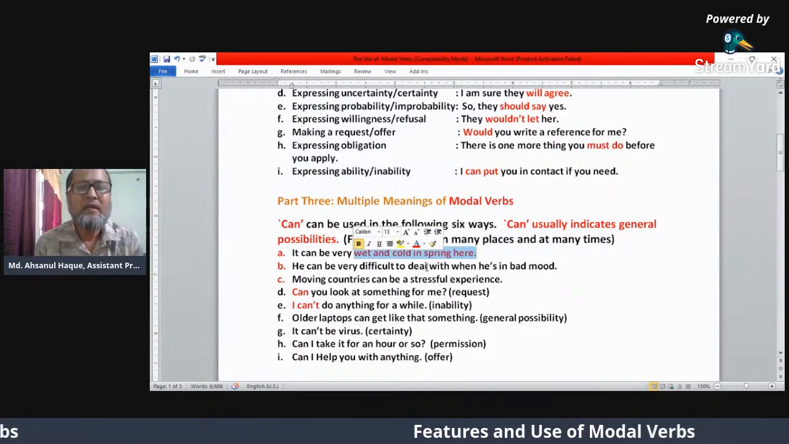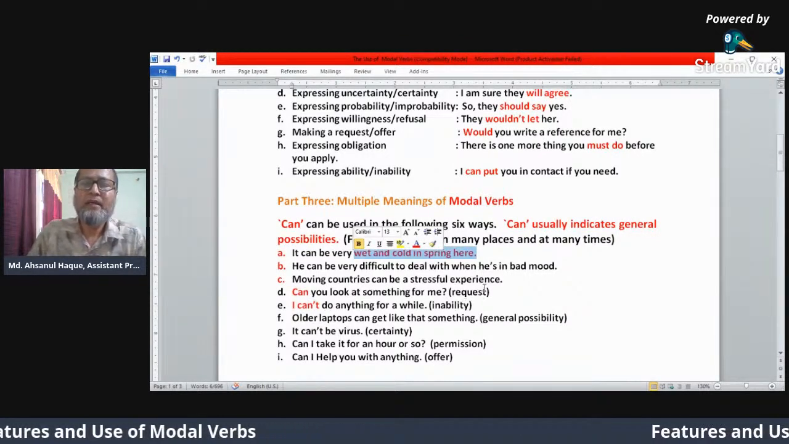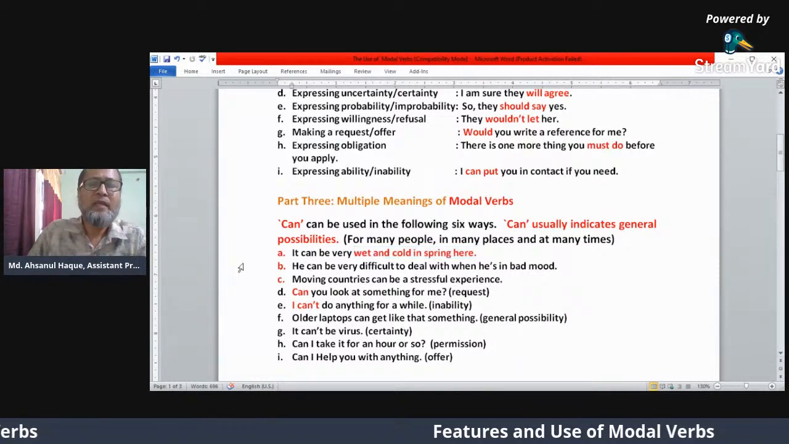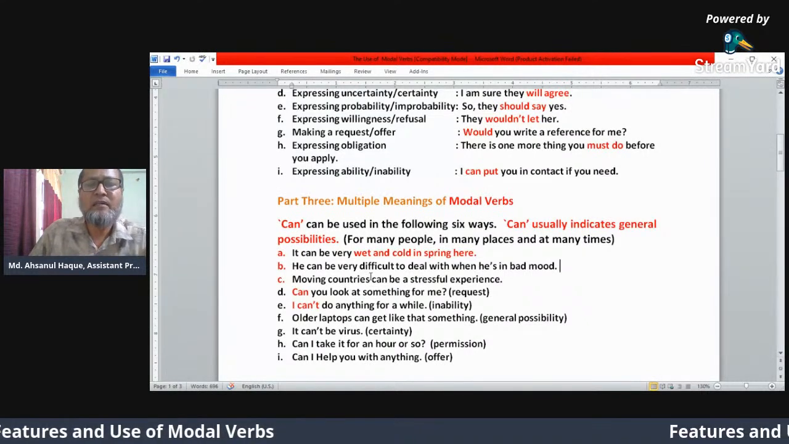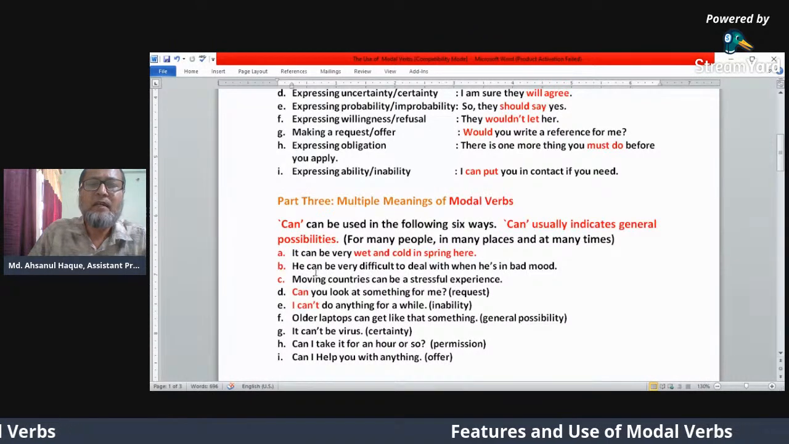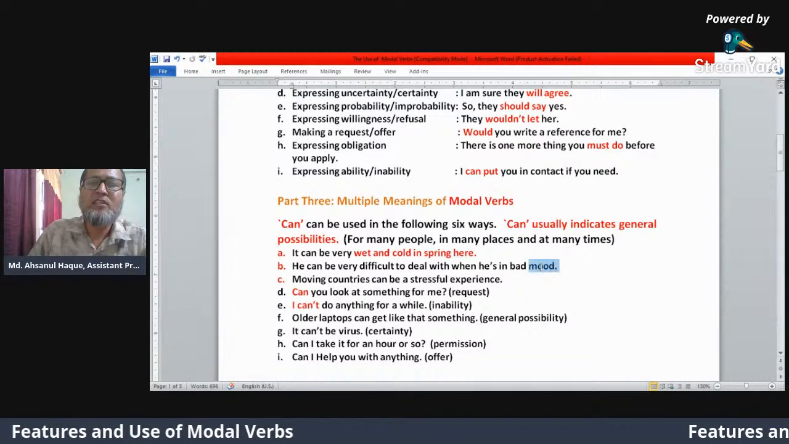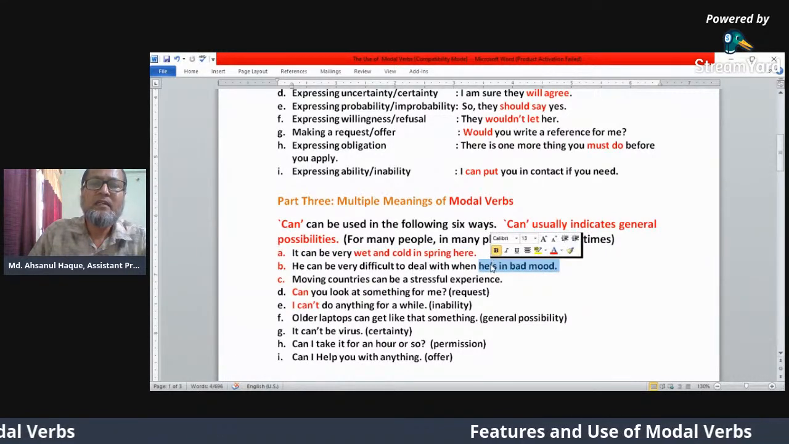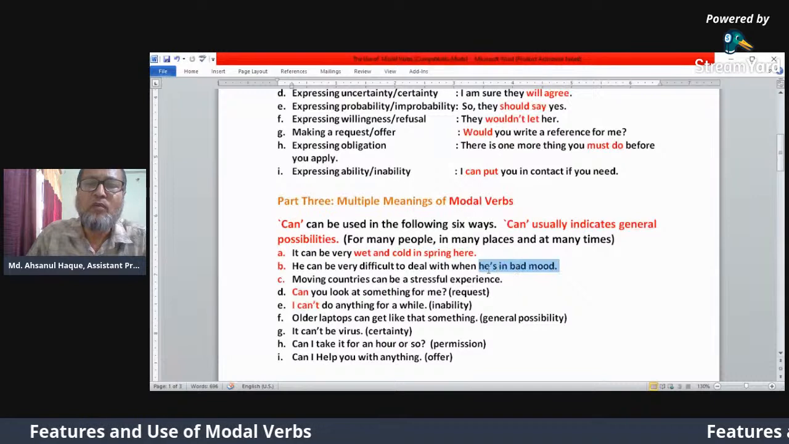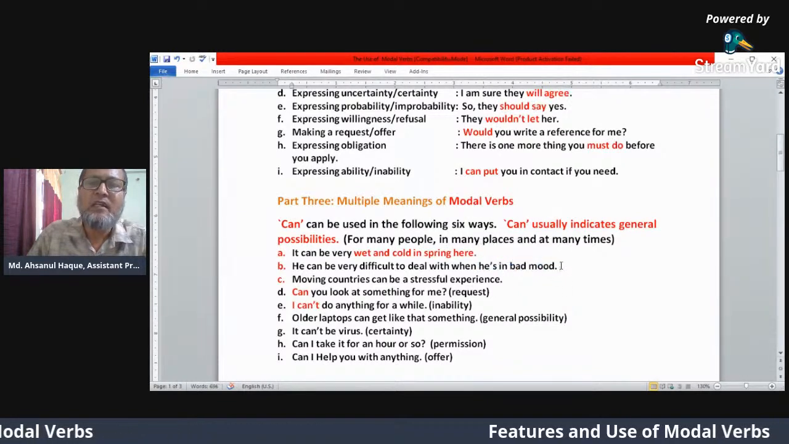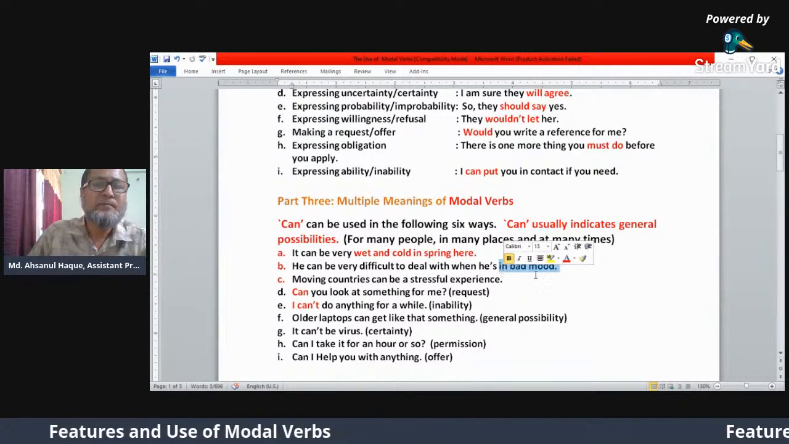He can be very difficult to deal with when he is in bad mood. He can be very difficult to deal with when he is in bad temper. You see, this is specific. This is not general, because when he is in bad mood, it's quite specific. So this is not general, this is a specific possibility.